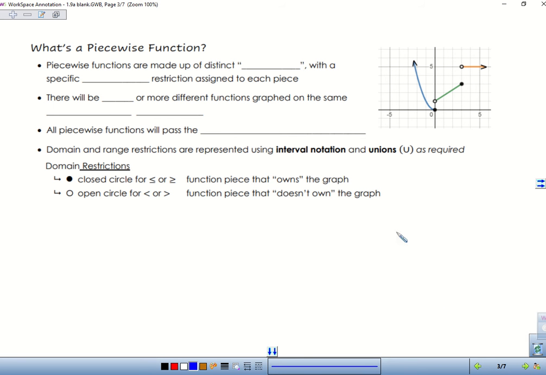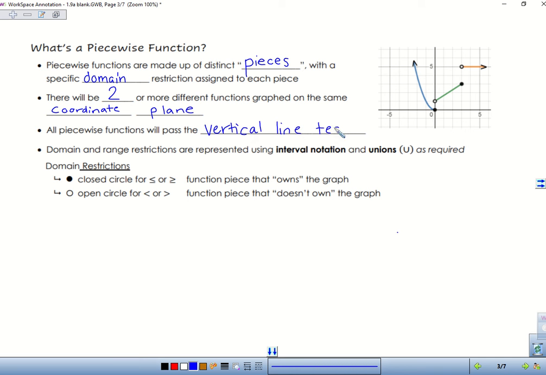A piecewise function is a function that is made up of distinct pieces with a specific domain restriction assigned to each piece. There will be two or more different functions graphed on the same coordinate plane. All piecewise functions will pass the vertical line test. Very good.